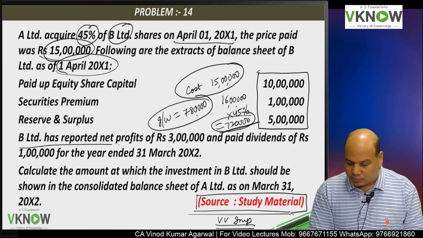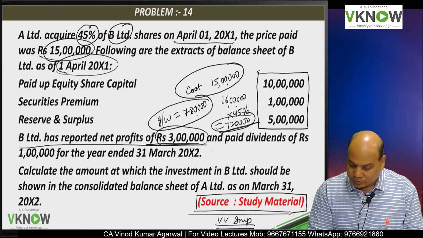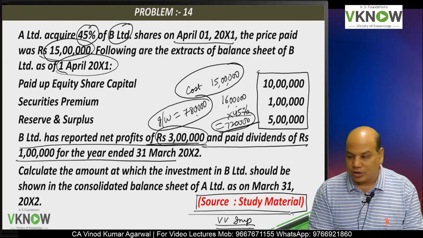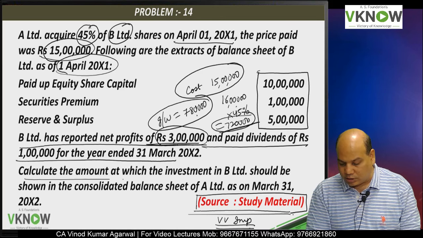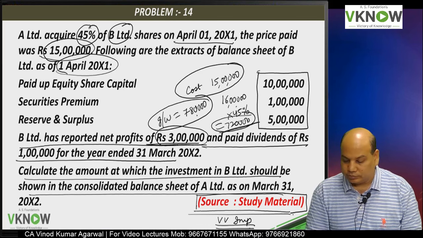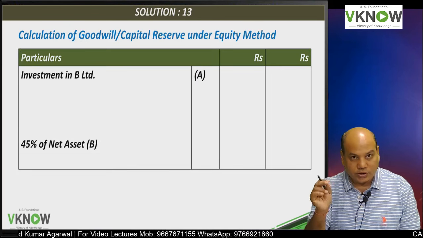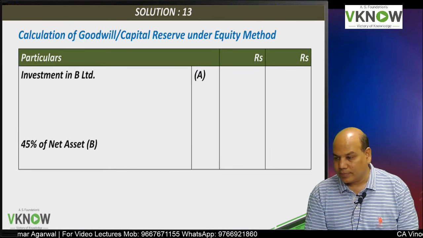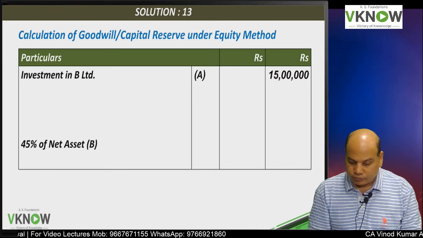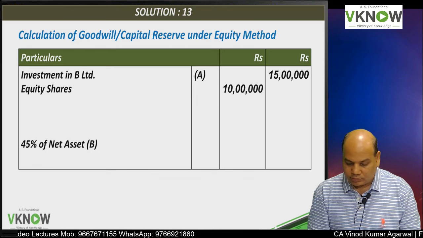Then it says B has reported net profit of 3 lakh. Add share in that and paid dividend of 1,10,000. Less share in dividend. Calculate the amount at which investment would be shown in the consolidated balance sheet. Very easy, already done. So you can just tick mark the answer in the book. First step one, computation of goodwill. Cost of acquisition 15 lakh.